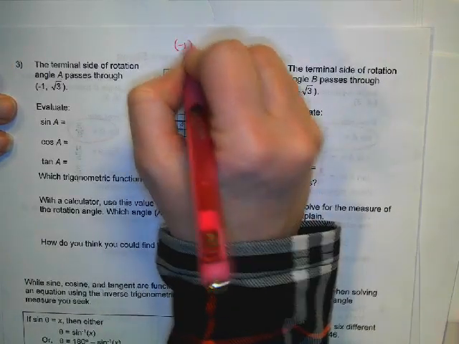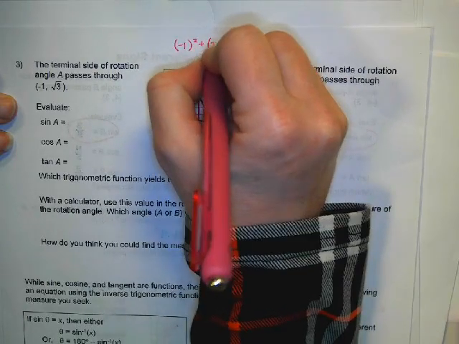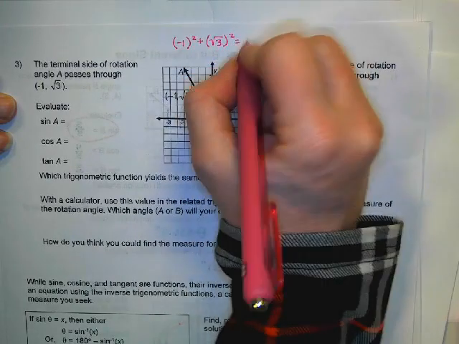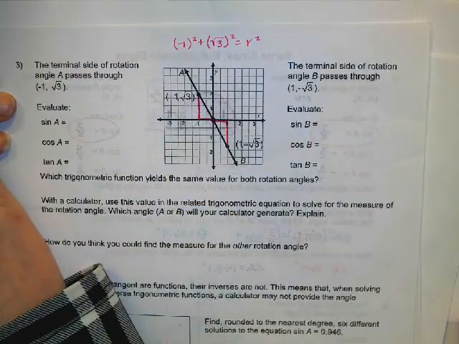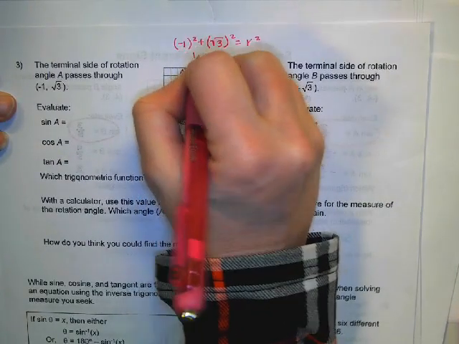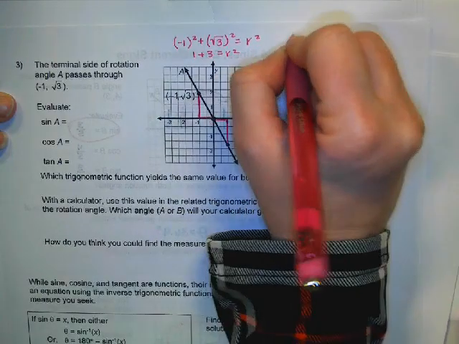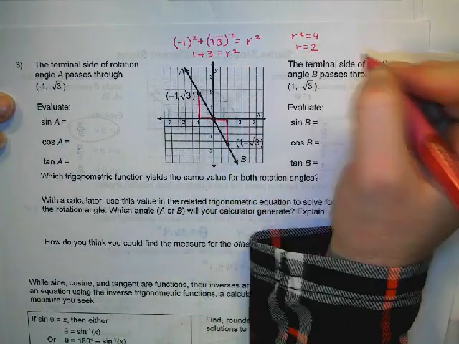So negative 1 squared, that's this leg, plus square root of 3 squared, that's this leg. That's going to give me the hypotenuse squared, which we call r when we're doing rotation angles. So that's 1 plus 3 equals r squared. So r squared equals 4, which means r equals 2.